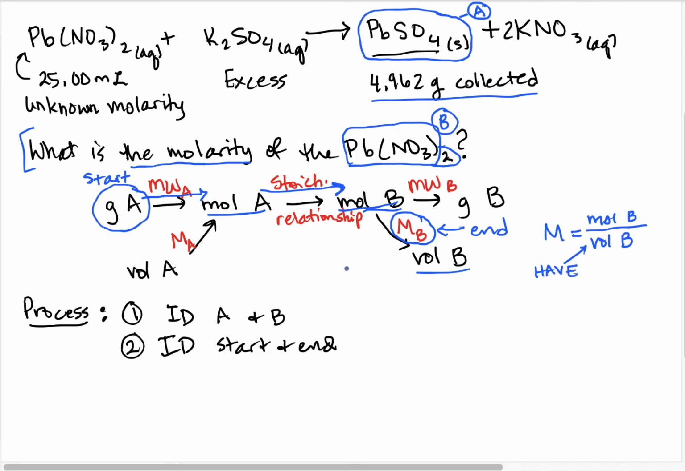So I want you to pause the video now and try setting up this entire flow and calculating the answer. You're going to calculate grams of lead sulfate and convert that into moles of lead sulfate. Use the balanced equation to get moles of lead nitrate, and then divide by the volume to get the molarity. So pause the video and go do that.